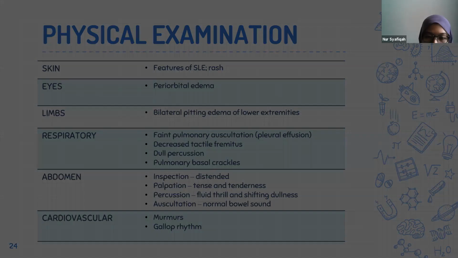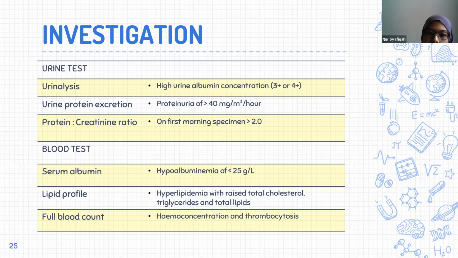So next is investigation. So basically, nephrotic syndrome can be diagnosed clinically and confirmed with investigation. So in investigation, we need to assess for the characteristics of nephrotic syndrome that we have mentioned before. The first one is proteinuria, hypoalbuminemia, and also hyperlipidemia. So first, let's take a look at the urine test, where there's urinalysis, where there's high urine albumin concentration of 3+ or 4+ on urine dipstick.